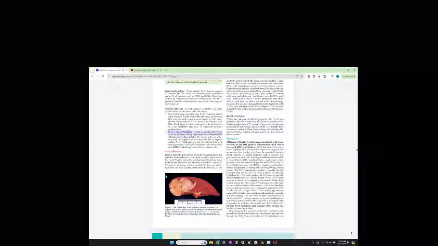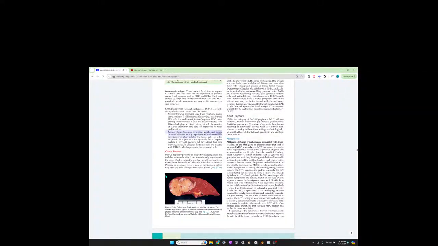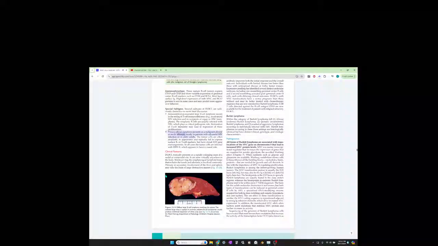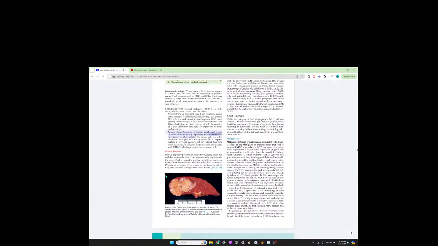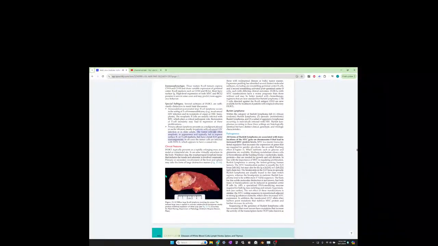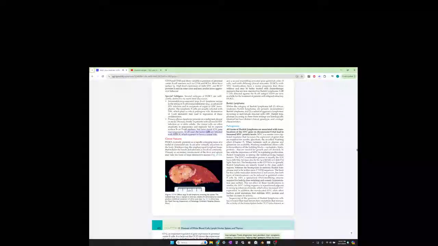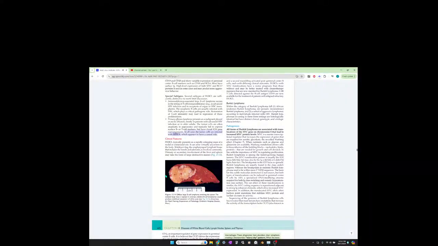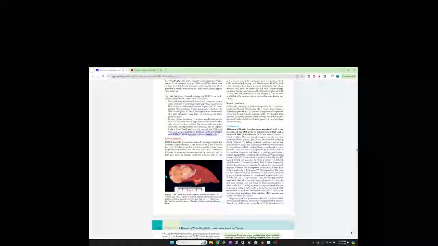Primary effusion lymphoma presents as a malignant pleural or ascitic effusion, mostly in patients with advanced HIV infection or in older adults. The tumor cells are often anaplastic in appearance and typically fail to express surface B or T cell markers, but have clonal IgH gene rearrangements. In all cases, the tumor cells are infected with HHV8, which appears to have a causal role.